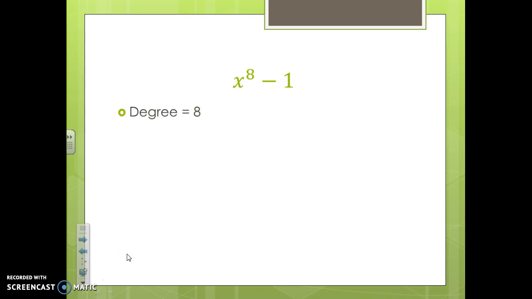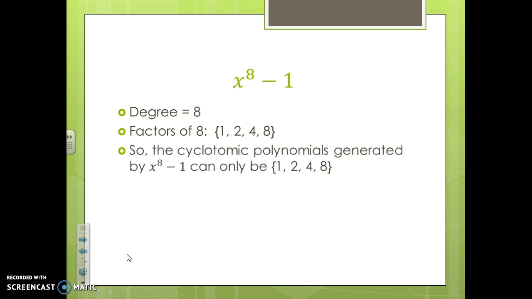What I thought was really interesting when we studied this was all of my cyclotomic polynomials that are found in there are going to have to relate to the factors of that degree. So my factors of 8 are 1, 2, 4, and 8. So when I come in, those cyclotomic polynomials are only going to be able to be 1, 2, 4, or 8. And in this case, since when I factored it, I got 4 factors, it's going to be all 4 of those factors.